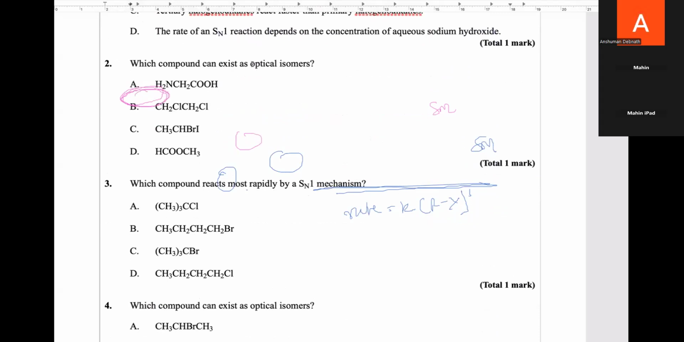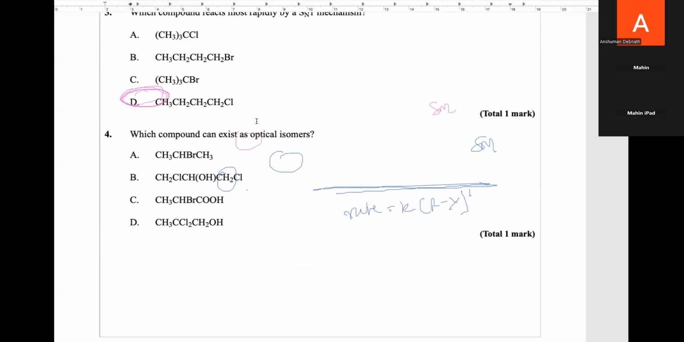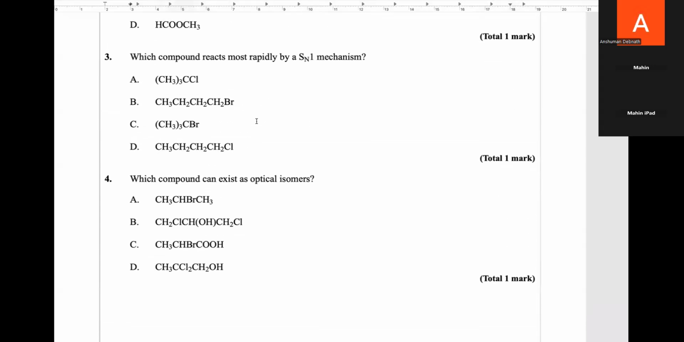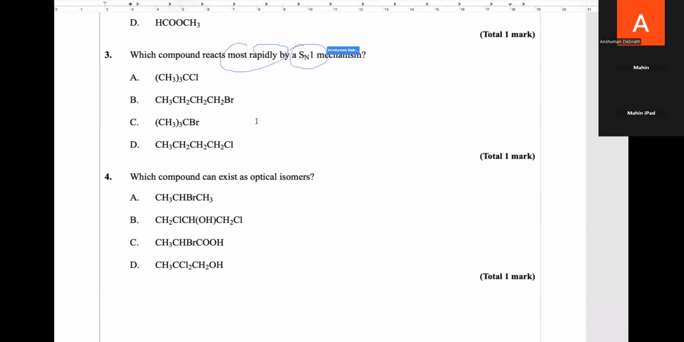So we've not done optical isomers. Optical isomers we have not done. Go to question number 3. Which one reacts most rapidly in SN1? So this is SN1, and these two are SN2, right?